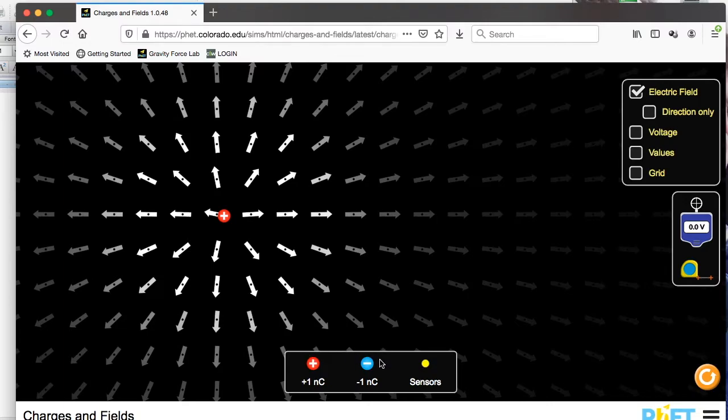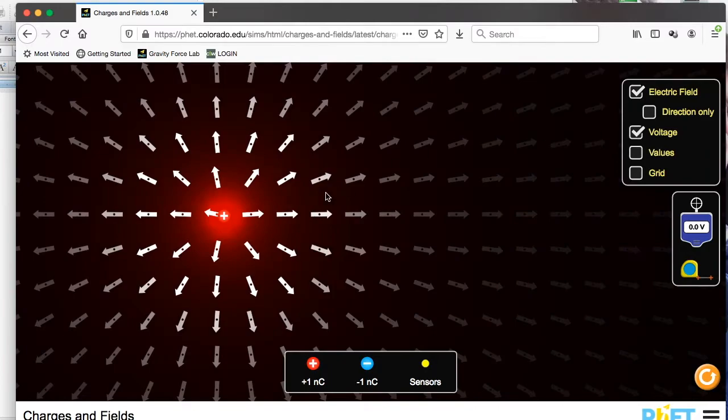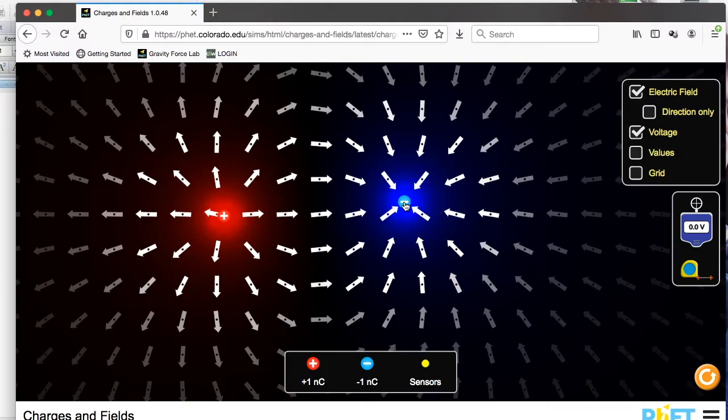So we can add charges and electric field sensors. We can show the electric field, we can show the strength or just the direction of the electric field. We can show the voltage, which is represented by shaded colors. If we add another one in here, you can see that the more shaded it is, the stronger the potential, and as that shading fades out to black, the potential gets weaker. We probably have talked about it in lecture, but the potential is 0 infinitely far away and gets bigger as you get closer to the charge.